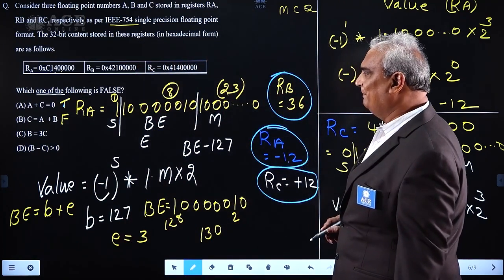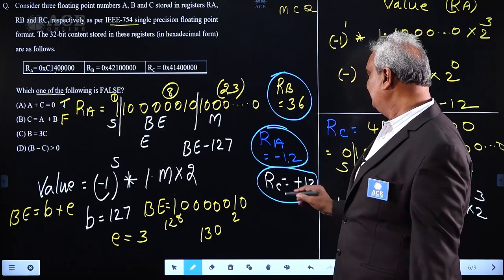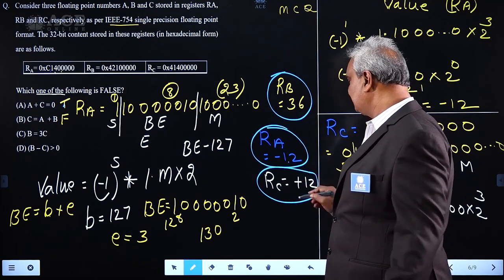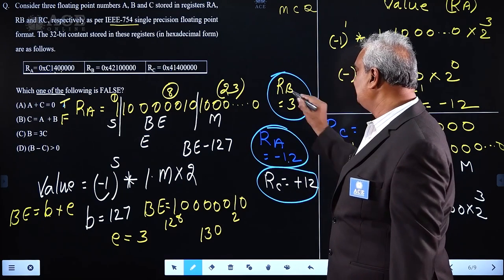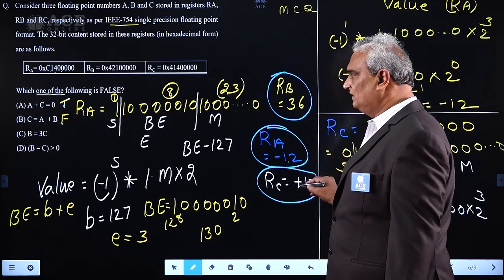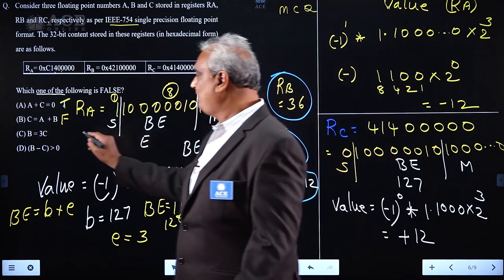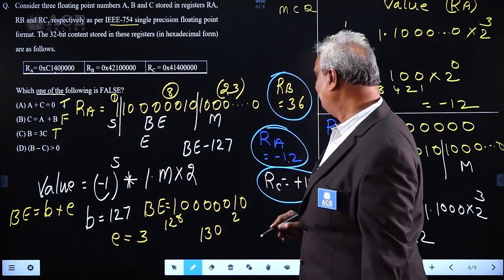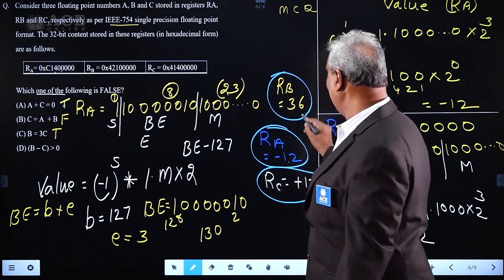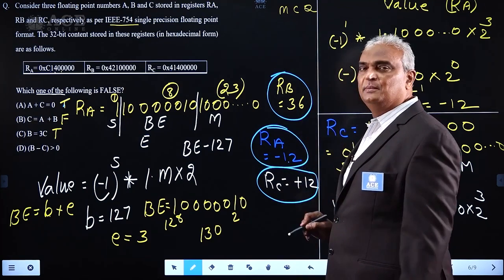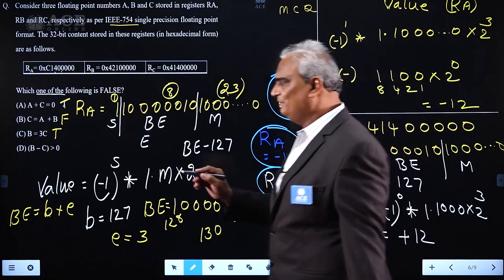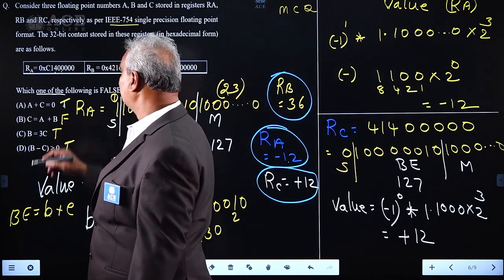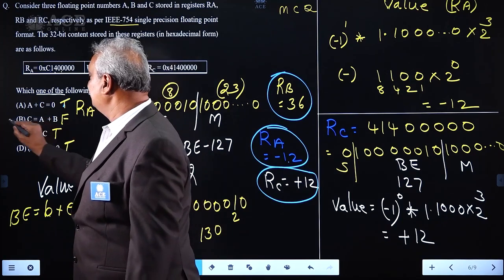Option C. B is equal to 3 into C. C value is equal to 12. 3 into C, 12 3 is 36. So B is equal to 3 into C. Yes, it is also true. What about D option? B minus C is greater than 0. B value 36, C value 12. 24 is greater than 0. Yes, it is also true. Since he asked the false statement, correct option is B only.